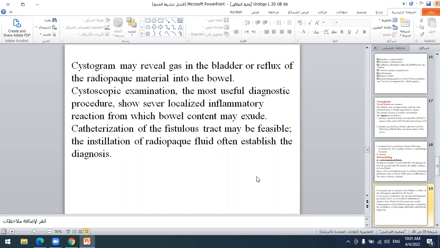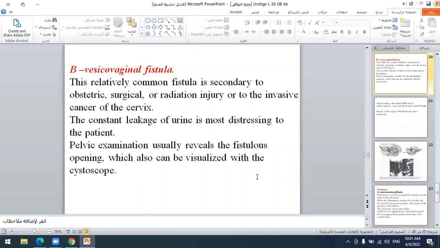Catheterization of the fistulous tract may be visible. The installation of radio-opaque fluid often establishes the diagnosis. Vesico-vaginal fistula is the most common.